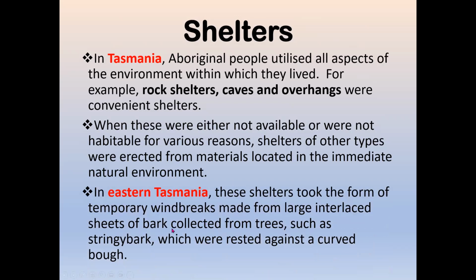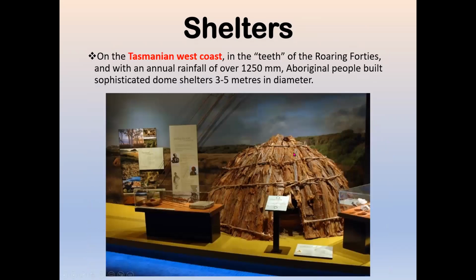In eastern Tasmania, they made windbreaks from large sheets of stripped bark, and they were rested against a curved bough of a tree. Again, it's a very primitive way of doing it, like this. Here's a photo in a museum. It serves a purpose. You could have a fire inside because it had a little chimney and a little opening at the top.